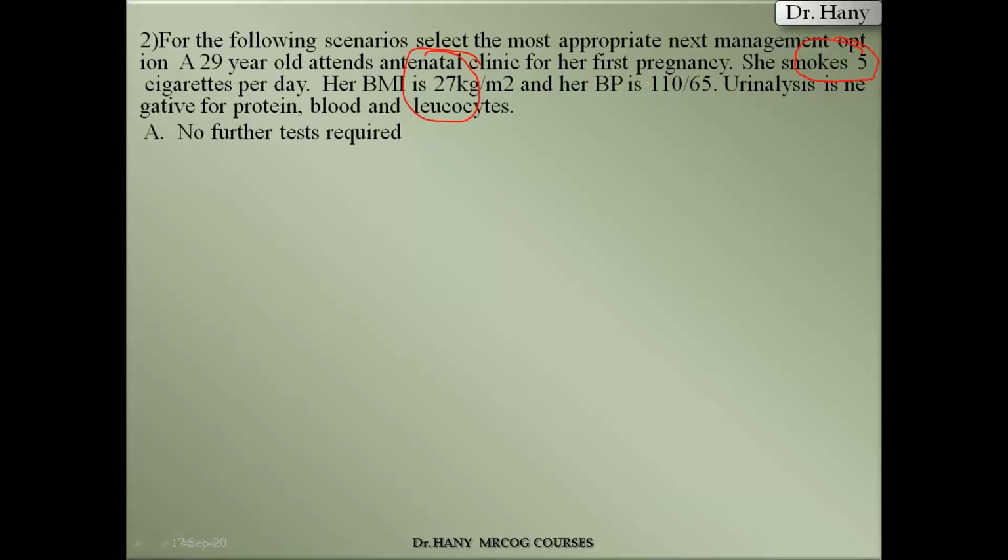Her blood pressure is 110. The urine analysis is negative for protein and the blood leukocyte. Her age is what? 29.